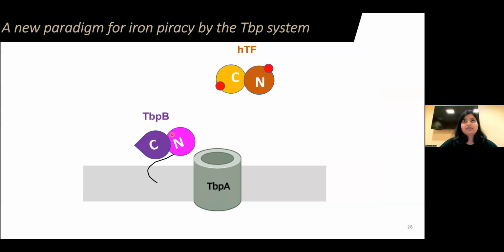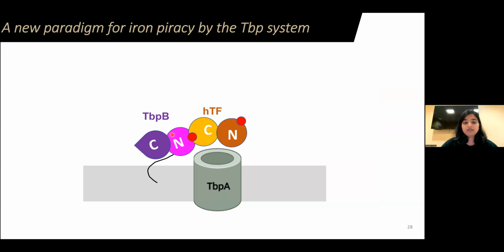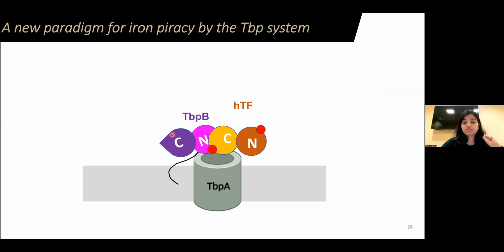And whatever I said previously, I would just combine everything in this one animation. What we think might be happening in the process of iron acquisition with this whole system is that at the first step, transferrin comes to TbpB. It locks it into the closed conformation so that iron stays there. This whole complex comes to TbpA, and then TbpA itself is enough to extract the iron.